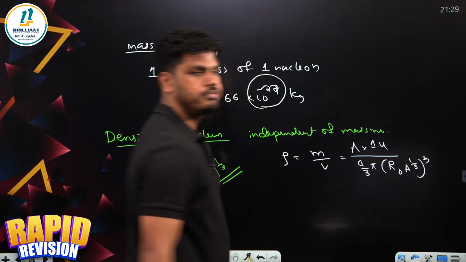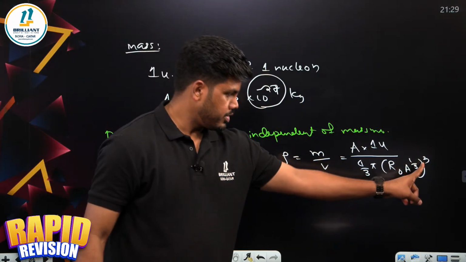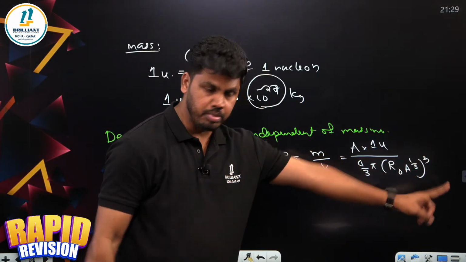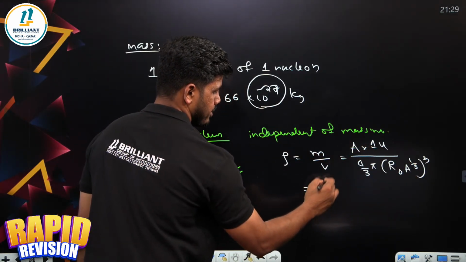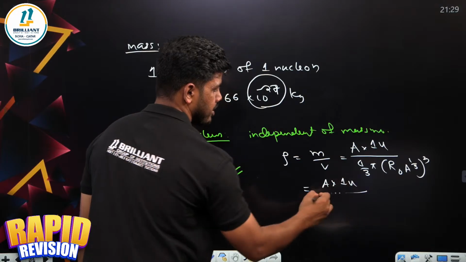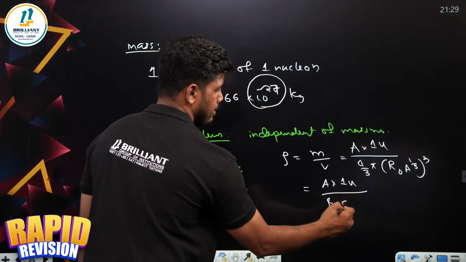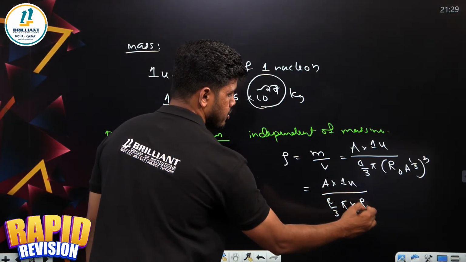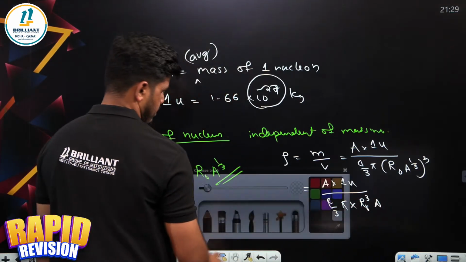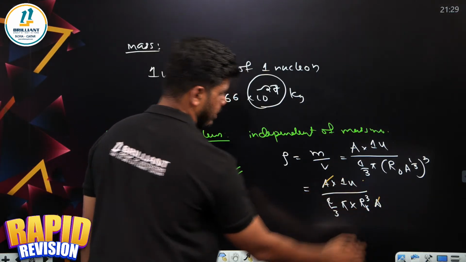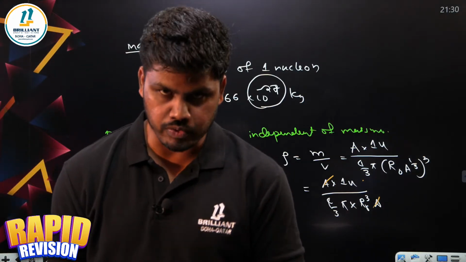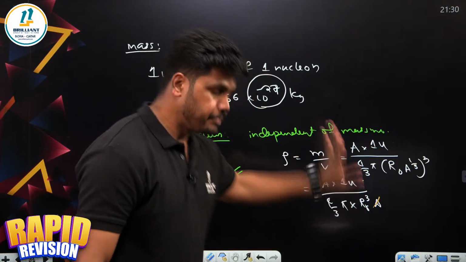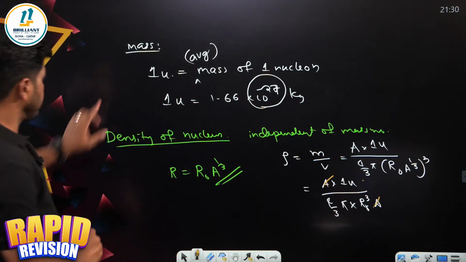Not square, cube. If you take the cube root of A, the whole cube, it becomes A, right? And that A and this A will be cancelled. A into 1 atomic mass unit divided by 4 by 3 pi into r0 cube A, right? A gets cancelled. A is gone from the equation. Density is independent of mass number. This is how we proved it. Okay, just learn this properly. Okay, that is from the density part.